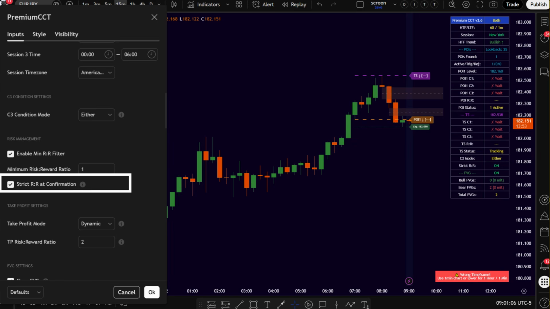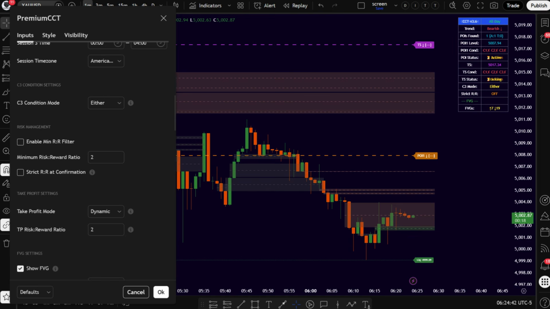You also have a setting called strict risk-reward at confirmation, and this is important to understand because it changes how the indicator behaves. When strict mode is enabled, at the exact moment conditions 1, 2, and 3 are all met, the indicator checks the risk-to-reward ratio. If the ratio is below your minimum, the setup is instantly rejected. The POI shows in gray with risk-reward X, and no entry signal will ever appear for that level. When strict mode is disabled, which is flexible mode, the indicator is more forgiving. Even if the risk-to-reward is below minimum when conditions are met, the indicator doesn't reject it immediately.